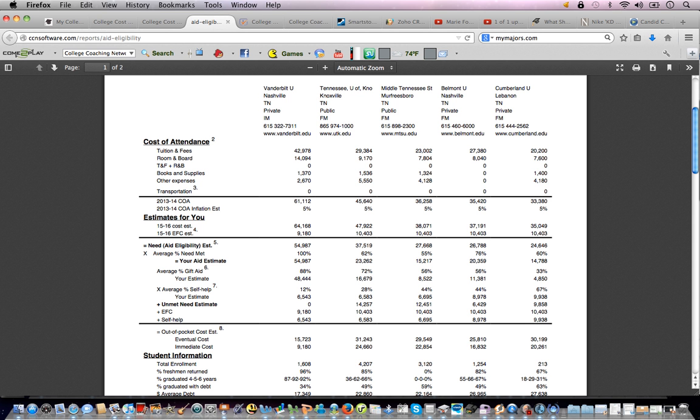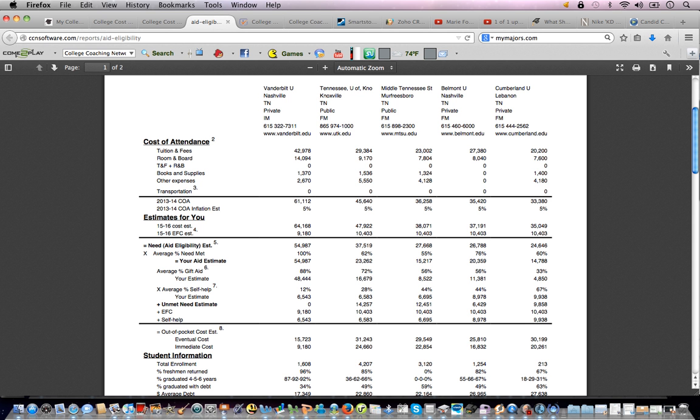Now, from a financial perspective, this school looks better. 45,000 compared to 61, but you just can't look at the sticker price. You got to look at the total amount of financial aid you're going to get. Let's keep going further. If you notice, this school is a private school. This school is a public school. So there's another comparison that you got to look at too. So let's keep going down.